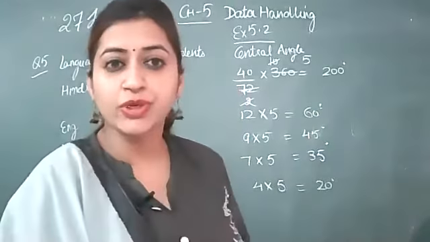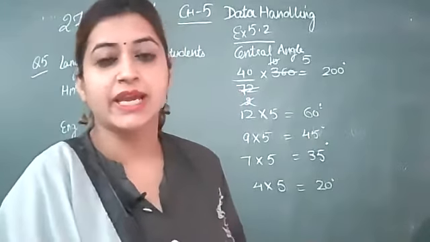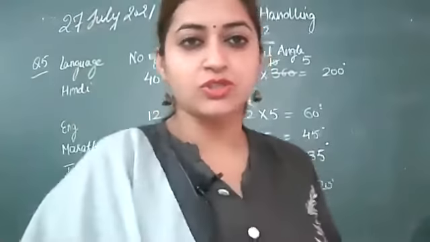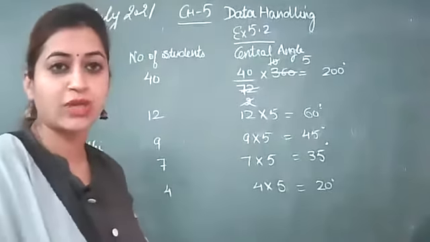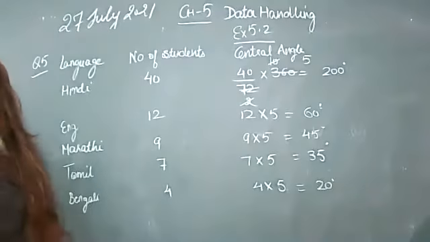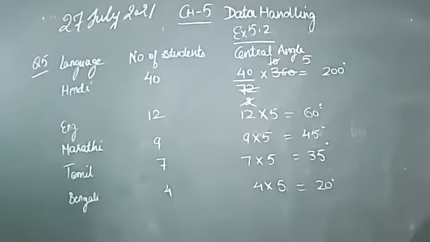Now what you have to do, you have to construct these angles in a circle to make a pie chart. Pie chart is also known as circle graph. So note down these angles so that we can start with the pie chart. Do it.